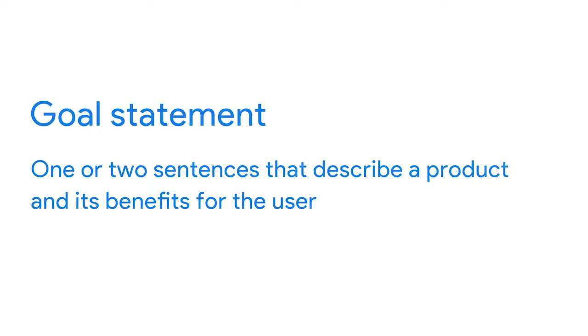Welcome back. Let's work on merging the insights from empathy maps, personas, user stories, and user journey maps to come up with a focused scope for your designs. To focus the scope of your designs, we'll create a goal statement, which is 1 or 2 sentences that describe a product and its benefits for the user. In other words, the goal statement provides the ideal solution for the design.